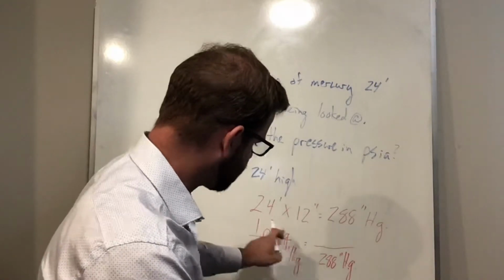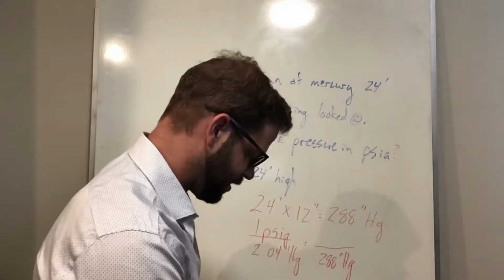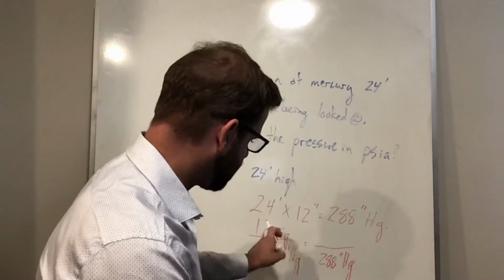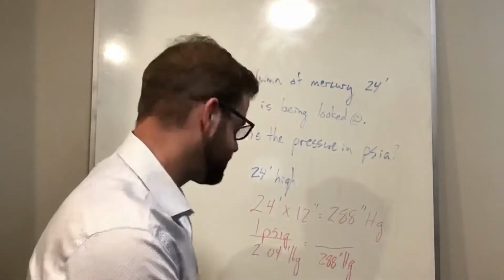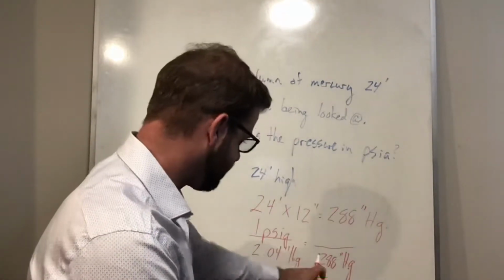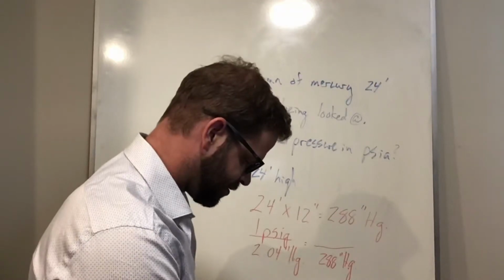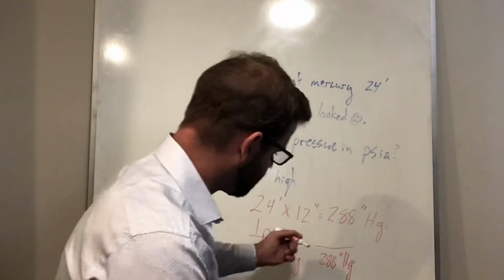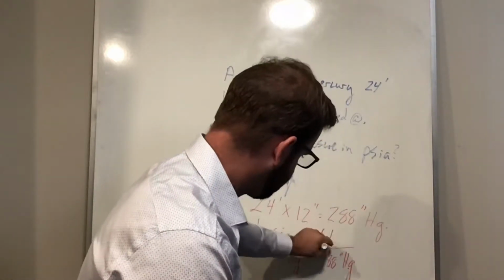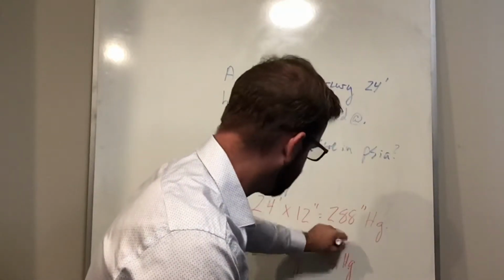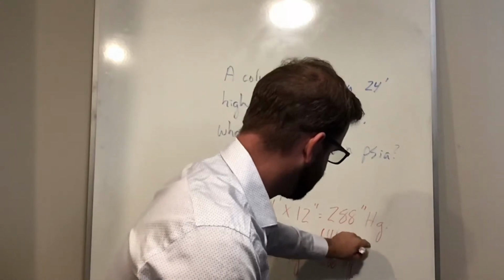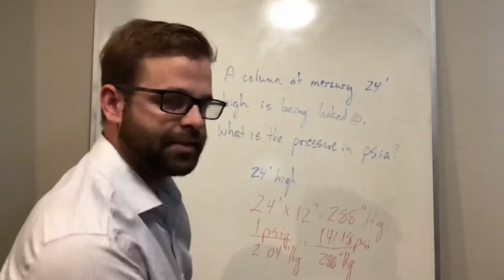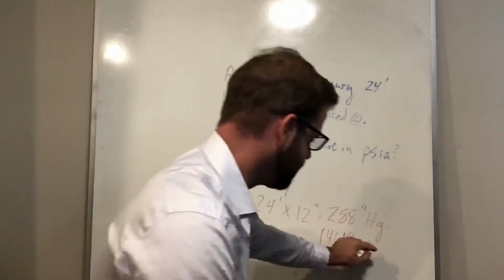So we cross multiply first, so 1 times 288. As we know, 1 times 288 is 288, and then we divide by the other unknown value, so 288 divided by 2.04 gives us an answer of 141.18 PSI. So that's what the amount is in PSIG.